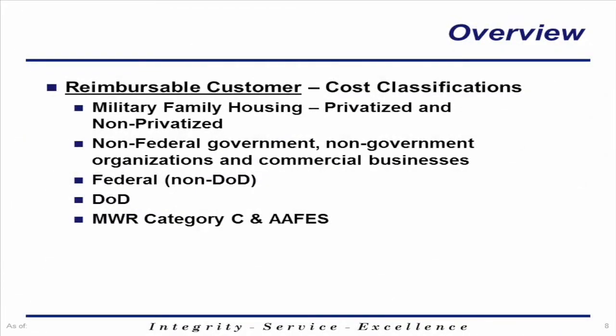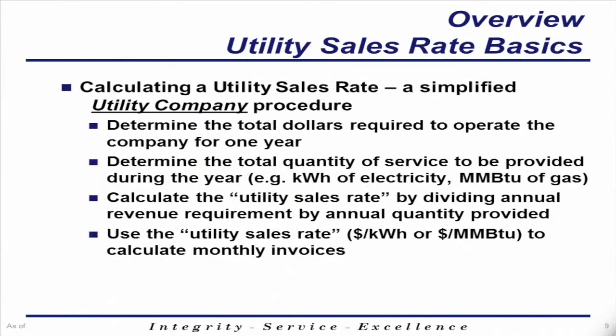For example, the non-federal government customers include private and public schools. Non-government organizations would include Civil Air Patrol. Commercial customers would include freestanding banks and credit unions, and the DOD rate also includes golf courses. Here we're going to talk about the basics of how you calculate a utility sales rate.